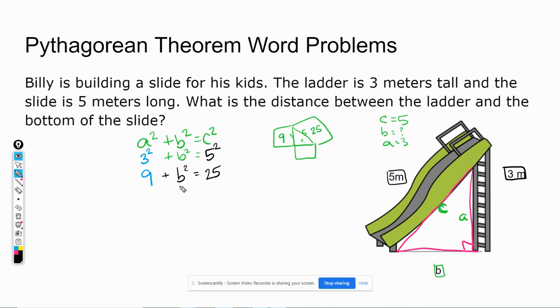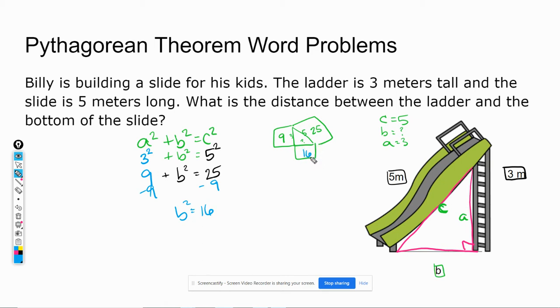Well, I'm thinking to myself, well, what plus 9 is equal to 25? 9 plus something is equal to 25. Well, 10 plus 15 is equal to 25. So that must be 9 plus 16 is equal to 25. If I wasn't sure of that, of course, I can use opposite operations. If I'm adding 9 to get the 25, I subtract the 9 away to get that B squared is equal to 16. Then I just have to think to myself, well, this is 16.